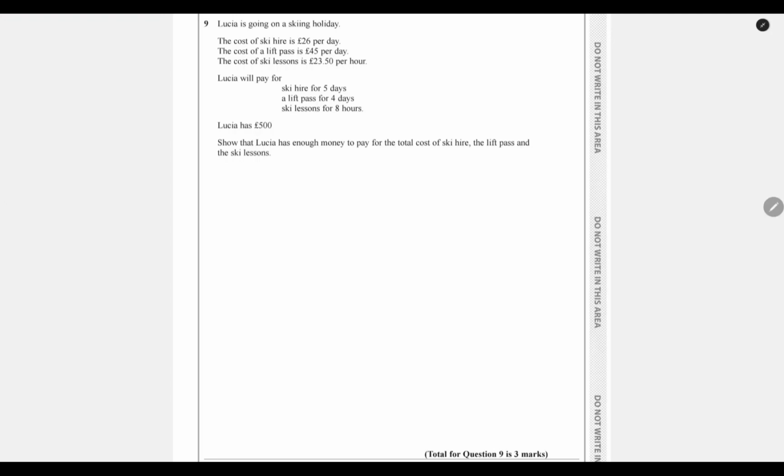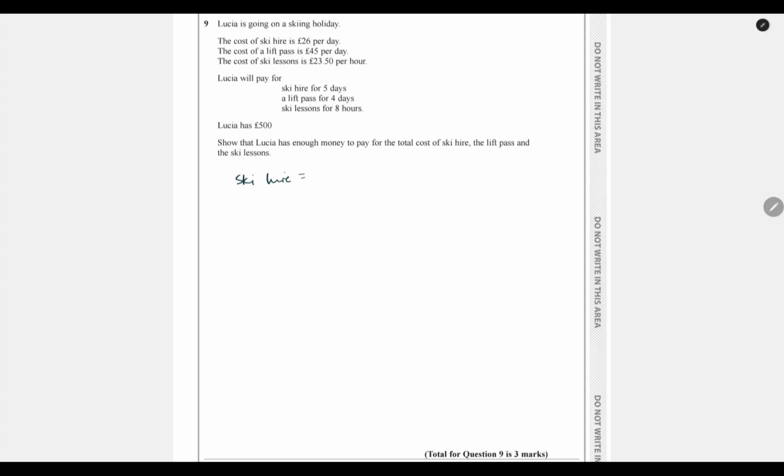Question 9 says, Lucia is going on a skiing holiday. The cost of ski hire is £26 per day. The cost of a lift pass is £45 per day. The cost of ski lessons is £23.50 per hour. Lucia will pay for ski hire for 5 days, a lift pass for 4 days, ski lessons for 8 hours. Lucia has £500. Show that Lucia has enough money to pay for the total cost of ski hire, the lift pass, and ski lessons. So let's start with the ski hire.